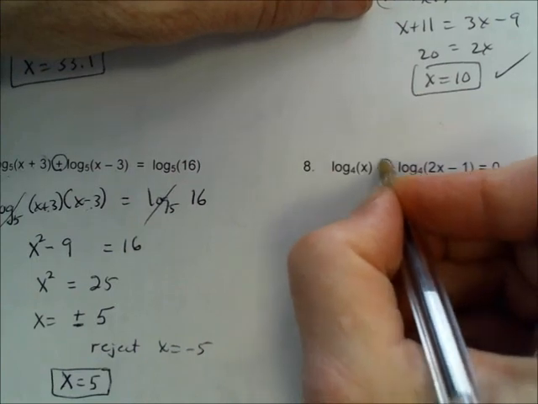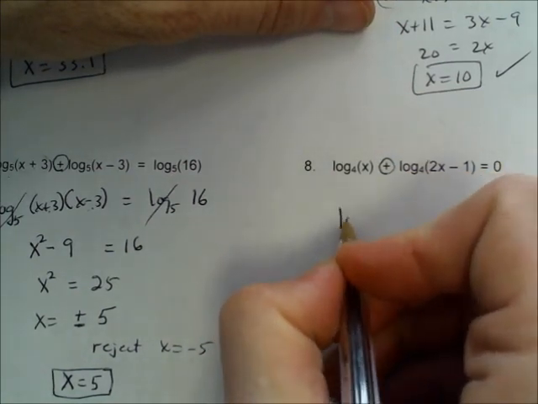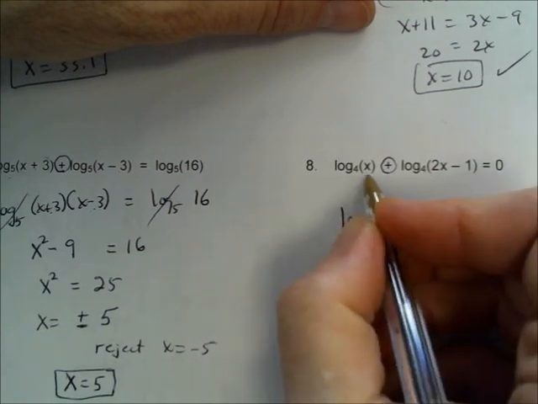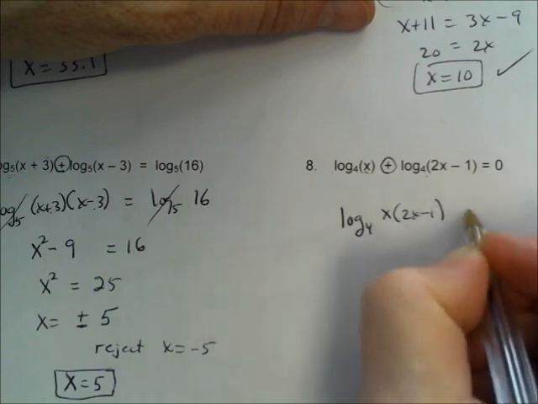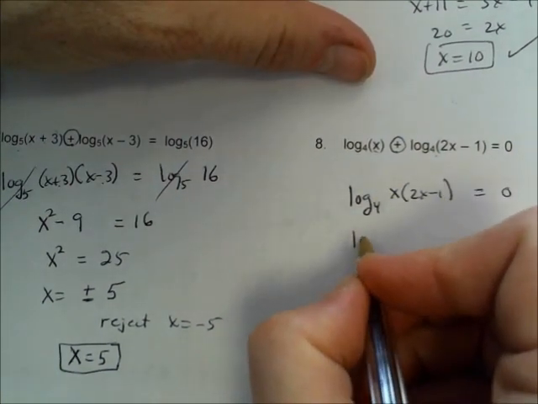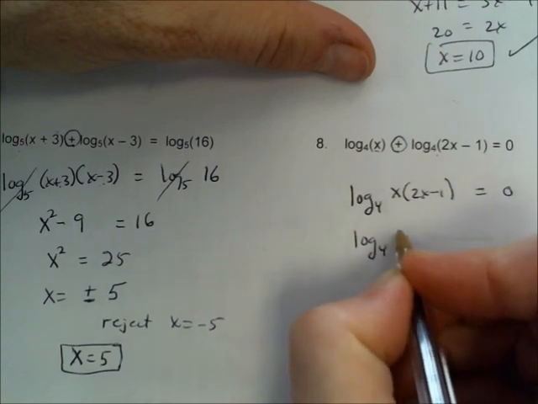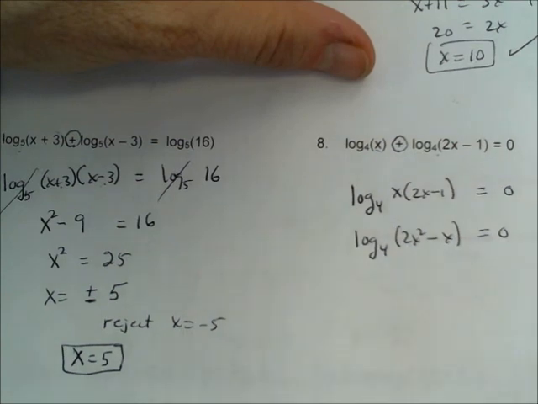Number 8, 2 logs separated by a plus sign. That means we're going to condense it into one single log, and we're going to multiply the arguments, x times 2x minus 1. Now let's distribute this. This says log base 4 of 2x squared minus x equals 0.